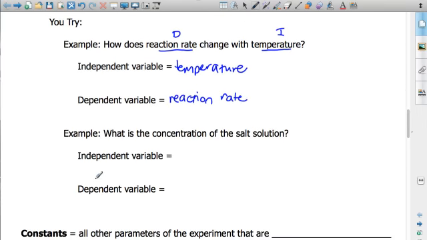Okay, the next example is tricky. What's the concentration of the salt solution? Okay, so first you want to identify the variables present. Take a moment to do that.